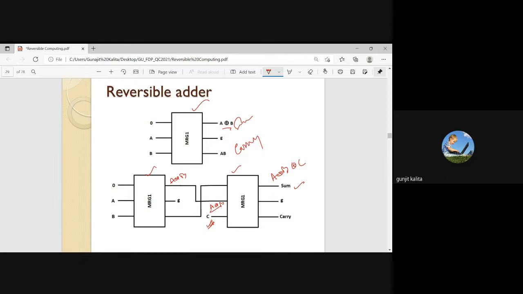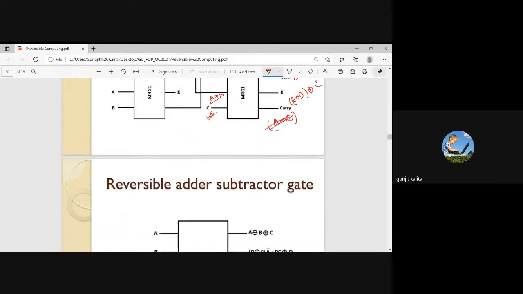So this is our sum. Next, what is the carry? Carry will be A B, where A is A XOR B, and B is basically C. Anyway, a better design may be possible, or better gates can be utilized.